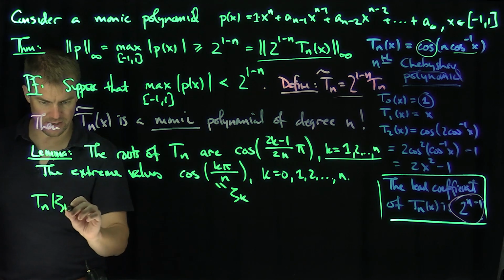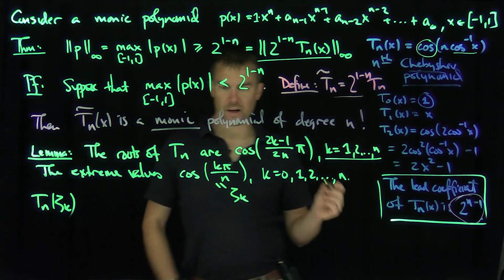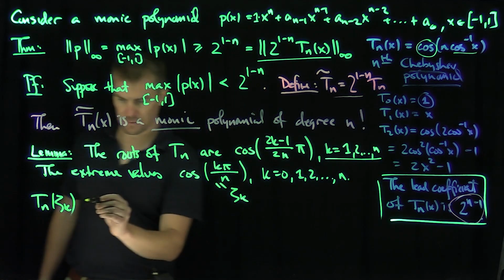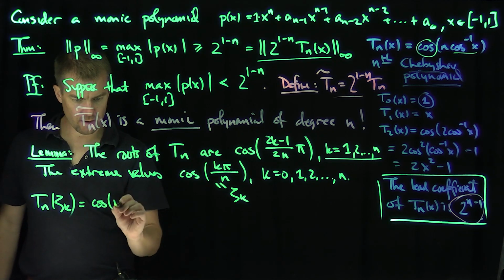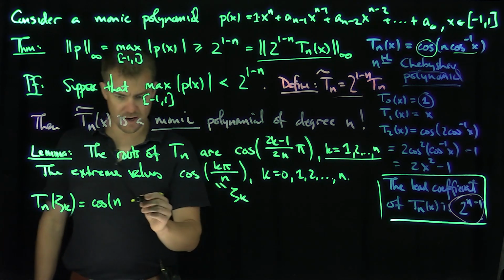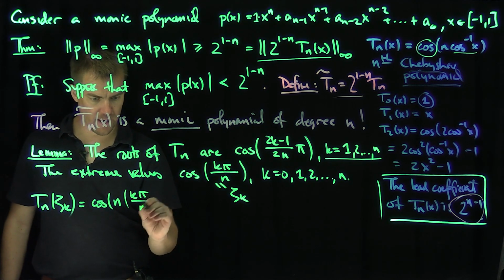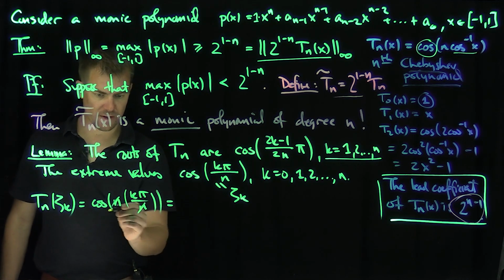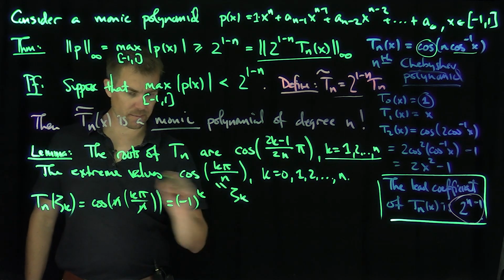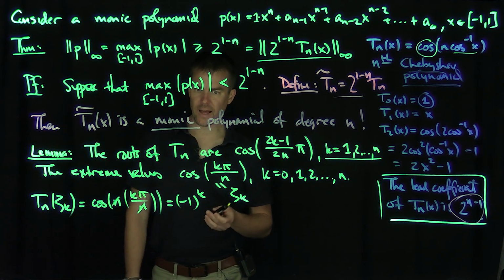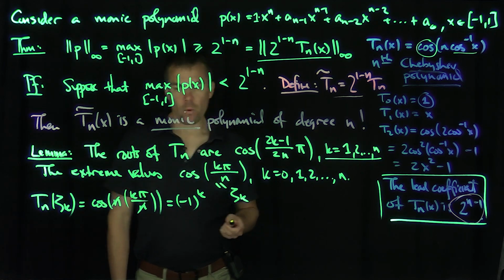Tn of zeta k is going to be, well, let's plug it in. I'd have cosine of n times the inverse cosine. We'll cancel that out. Then I'll have k pi over n. And of course, that's just the cosine of k pi, which is negative 1 to the power k, okay? Excellent. Now, what can we say?